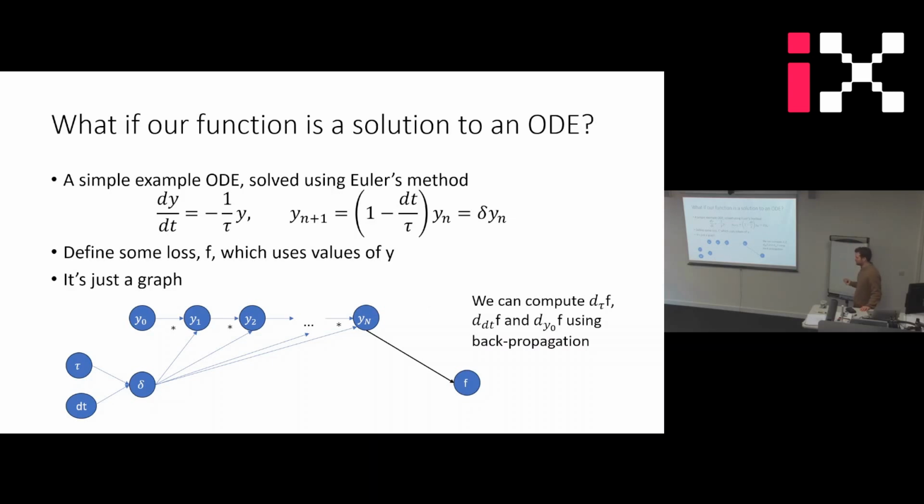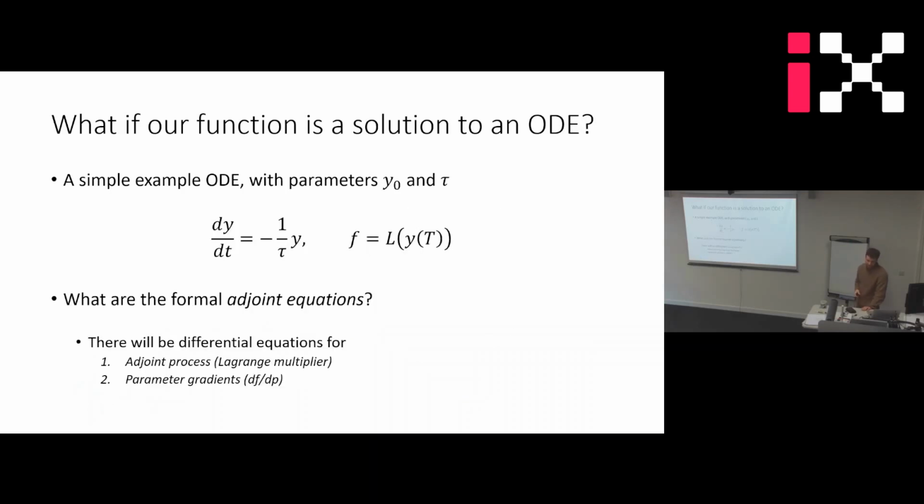But how does this relate to the maths we talked about, the constrained optimization and the adjoint state problem? So we've got f, that is the thing we want to optimize, which is some function. I'm going to put L because we're going to start talking about loss terms. A loss term applied to y at the final value. So what are the adjoint equations that we're actually solving to get the sensitivity of f to the input parameters?